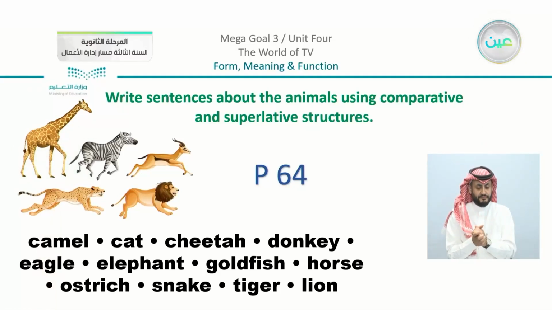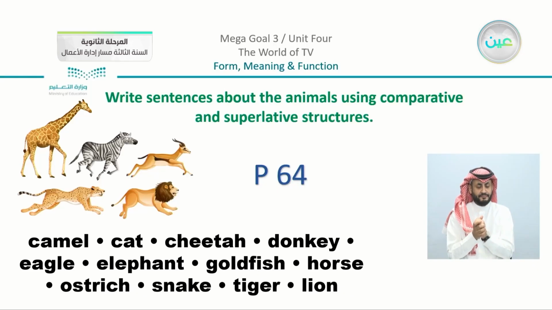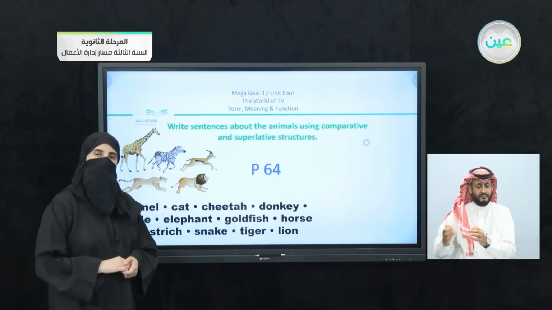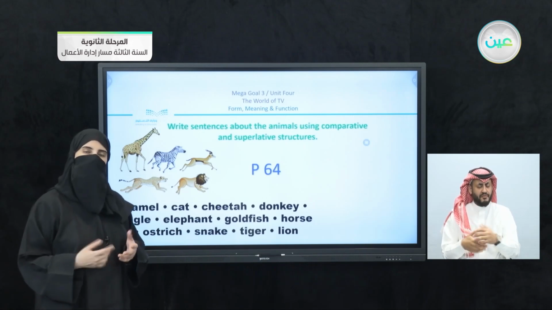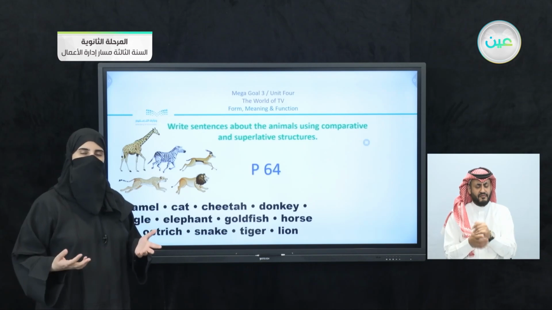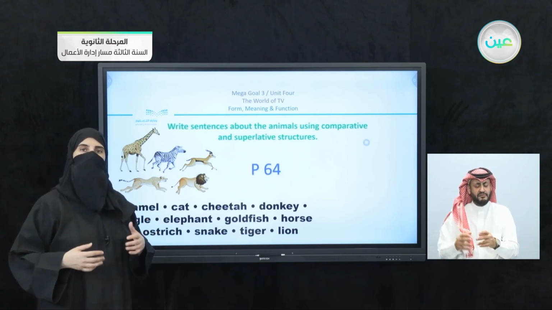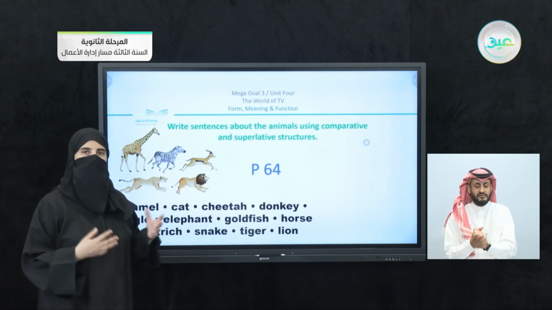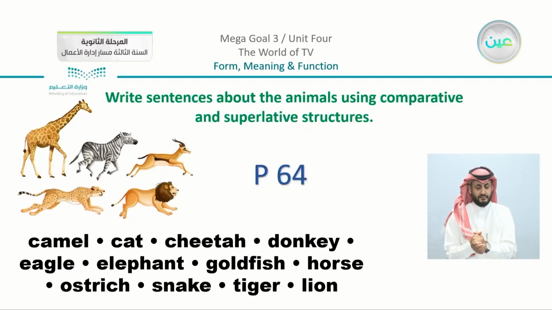And here we have our homework. Now we have the homework on page number 64. I gave you a chance just to open your books and to read and explore what the exercise is that you have here, because actually it is an easy exercise. There is no specific answer here. So the idea was just to compare. Now we are going to do it together here. You can see that we have the instructions. We have here: write sentences about the animals using comparative and superlative structures.